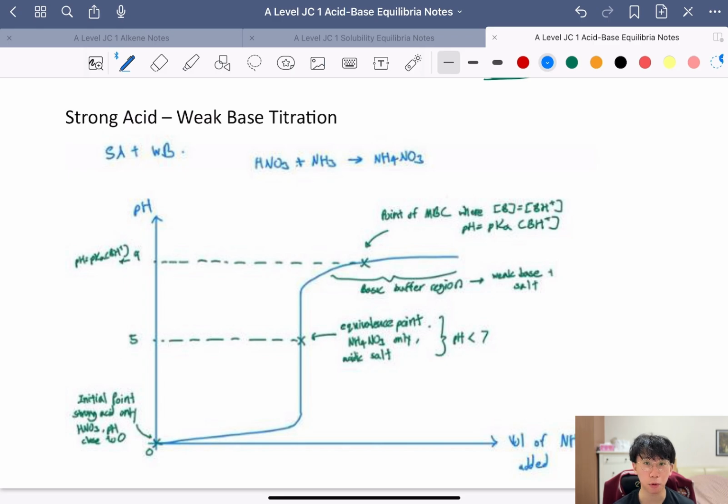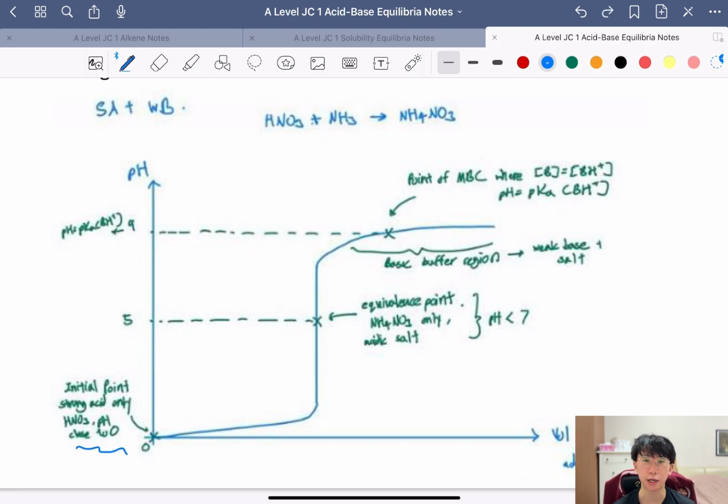Firstly, we look at the initial point. Again, very similar to above, we start off with just HNO3, which is a very strong acid, and therefore the pH will be close to 0. Next up, we have to look at the equivalence point.